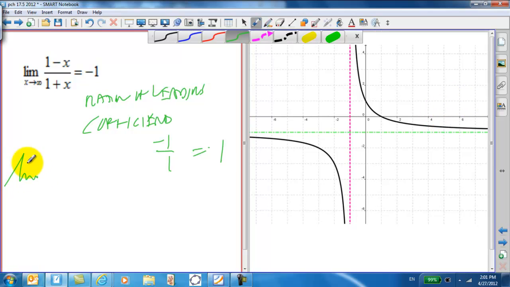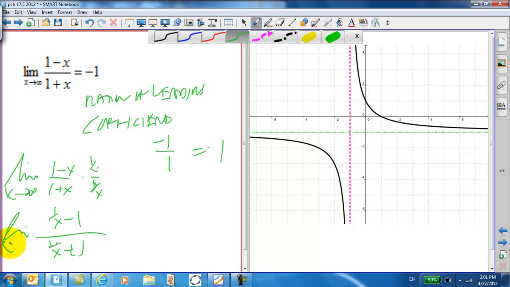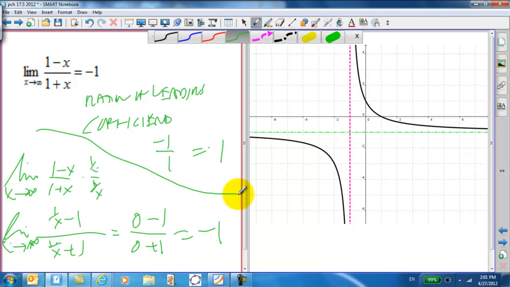Now remember, we used to go through all this. Limit as x goes to infinity of (1 minus x) over (1 plus x). You multiply the top and bottom by 1 over x. So you get (1 over x minus 1) over (1 over x plus 1), limit as x goes to infinity. And then you look at each of these parts. Limit as x goes to infinity of 1 over x is 0, so (0 minus 1) over (0 plus 1), and you get negative 1. So two approaches on that. But if it's a rational function, a ratio of two polynomials, and you know the degree on top is the same as the degree on the bottom, you can look at the ratio of the leading coefficients.